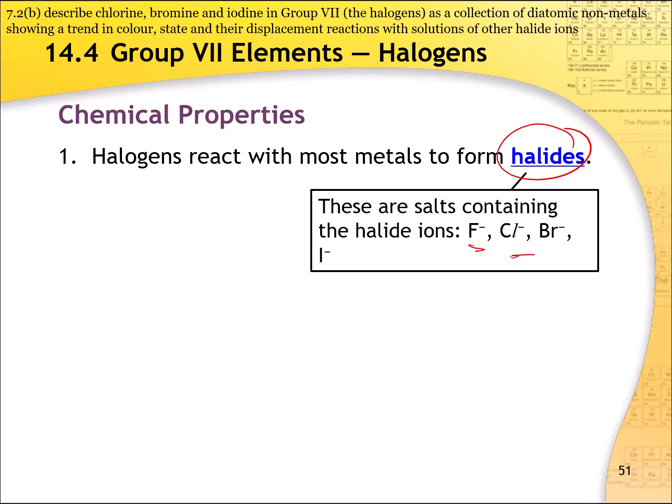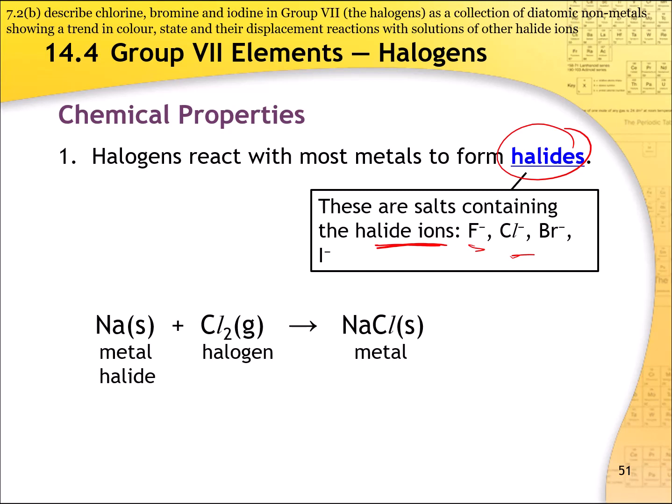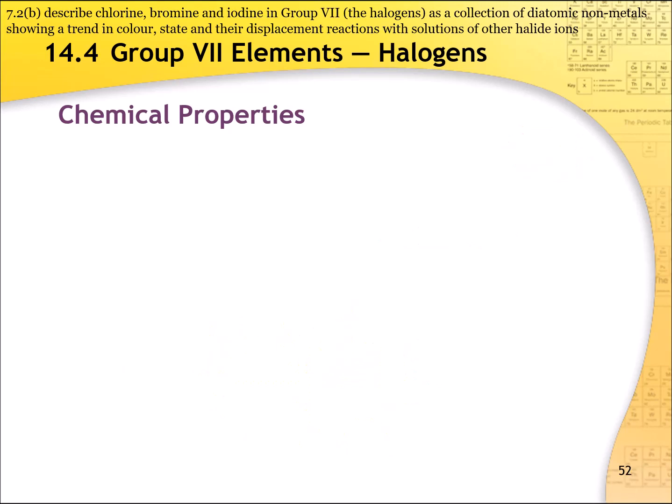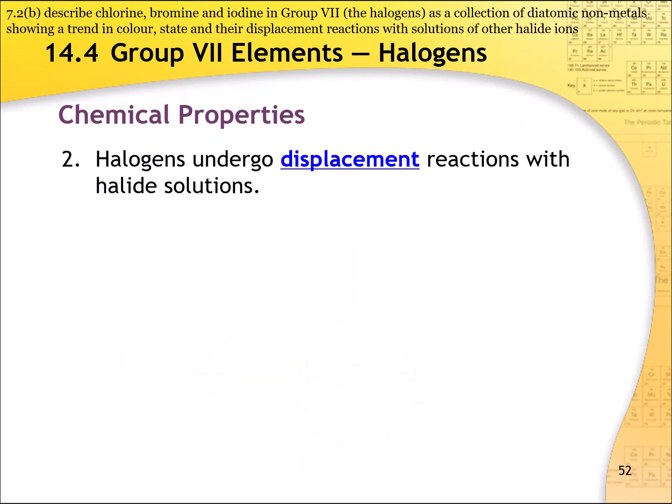Now this is important. Halogens react with metal to form halide. Halides are ions, ions of the halogen. So metal plus halogen, very reactive, they form the compound. I will not say this is a metal, this is a salt. Potassium plus chlorine forms potassium chloride, and so on. This is a very important reaction.